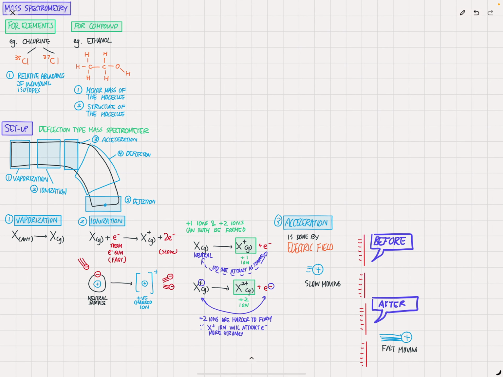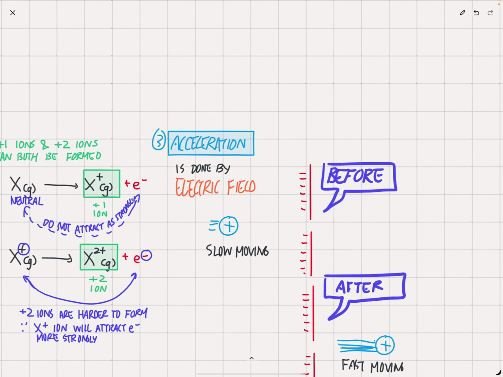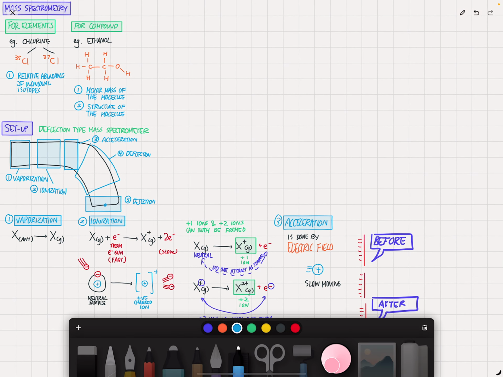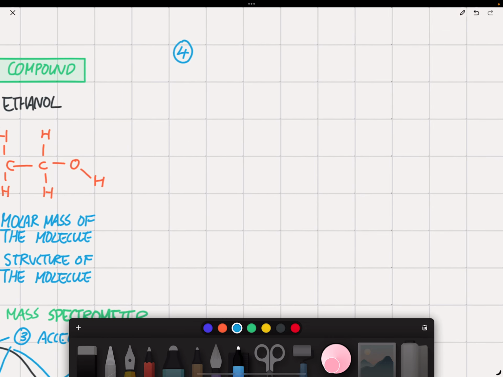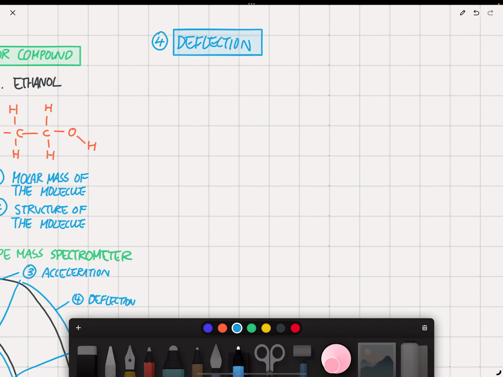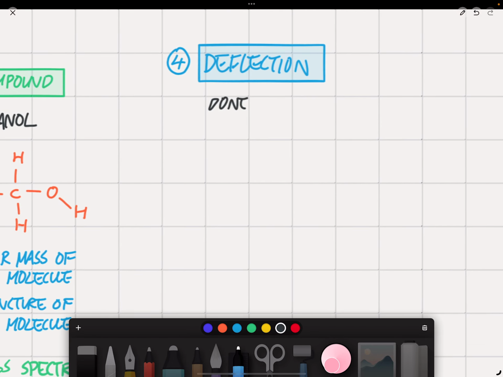Okay, after the acceleration step, the ions will enter the deflection zone. So in the deflection zone, deflection is done by a magnetic field instead, as opposed to the electric field we use in acceleration. So this is stage 4. We have deflection. So in deflection, this is done by a magnetic field. And this magnetic field is set up by an electromagnet that we can adjust the strength of.